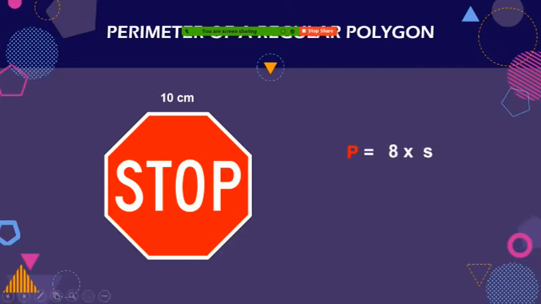Okay, again, we can use the formula P is equal to 8 times side. 8 is the number of sides of the polygon. So octagon has 8 sides, and the measurement of the side is 10 centimeters. So we can multiply 8 times 10. You can add 10 plus 10 plus 10, 8 times, or you can just simply multiply 8 by 10. So 8 times 10 is 80 centimeters. Good job.